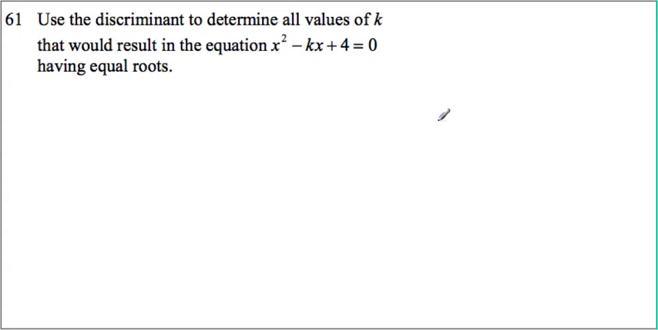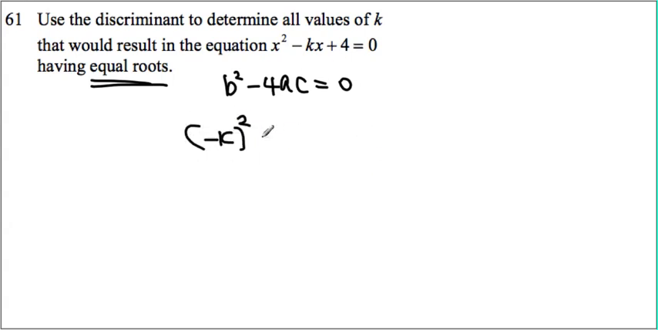Now, number 61. We need to use the discriminant to find the value of k, having equal roots. Equal roots, that means the discriminant, once again, has to be equal to 0. That's what it means. So let us try to look at it together. B is negative k, squared, minus 4. A is equal to 1. C is equal to 4.